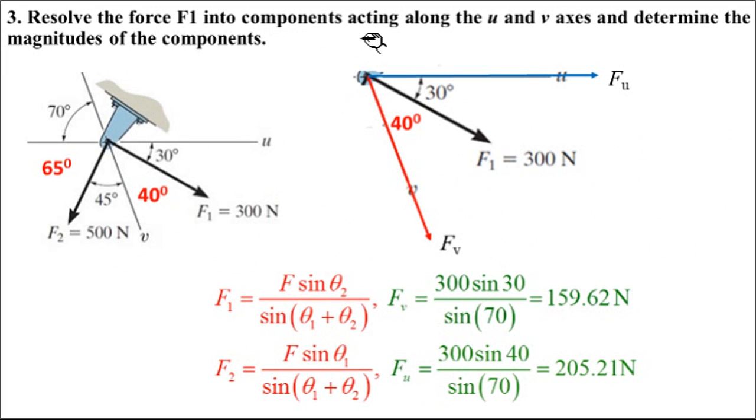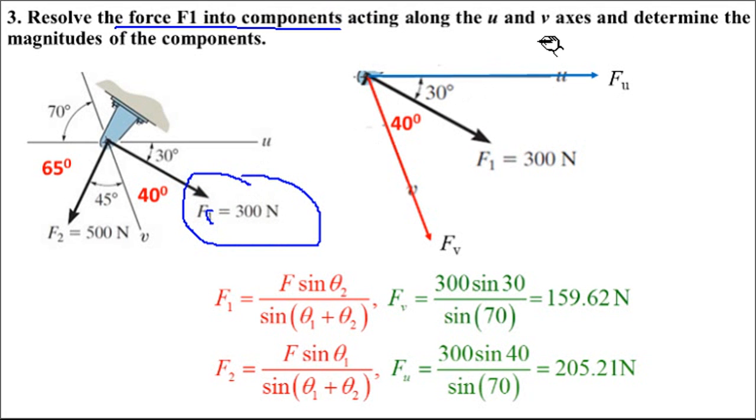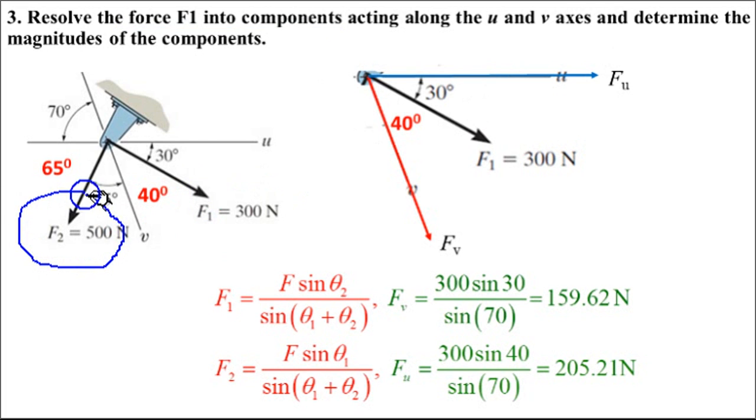Resolve the force F1 into components along U and V axes and determine the magnitude of the components. Now see, read the problem carefully. Resolve the force F1 into component. What is F1 here? This force is F1. F1 मुझे खाली component resolve करना है along U and V axes. So there is no need of this second force. It is just given for confusion purpose. There is no use of this F2. I want to resolve force F1 into component along U and V axis.